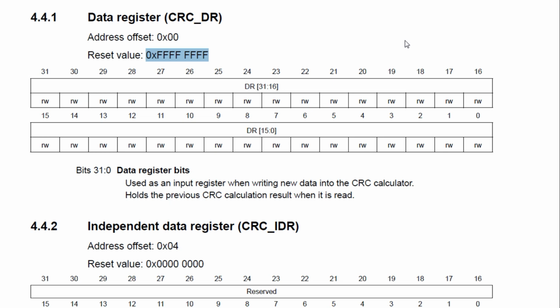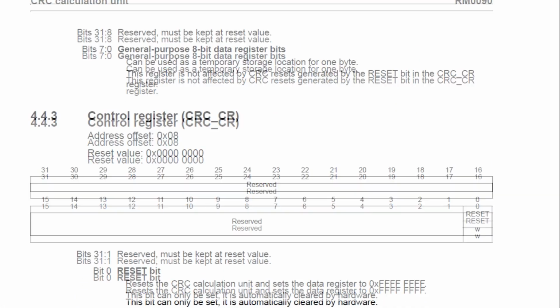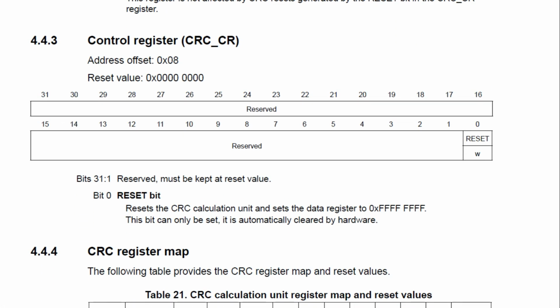So we write our 4 bytes into this register. Then we read the register, and that will be our CRC checksum. Then we have to reset the register to all FFs. So if we go down to the CRC control register, the address offset is 08, so that would be address 4002.3008. And if you look at bit 0, that's the reset bit, so we set that high, and that will reset our CRC data register to all Fs, ready for the next calculation.